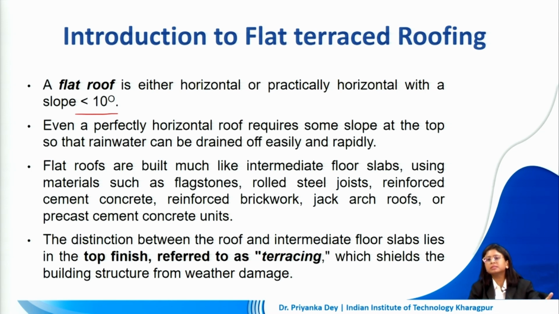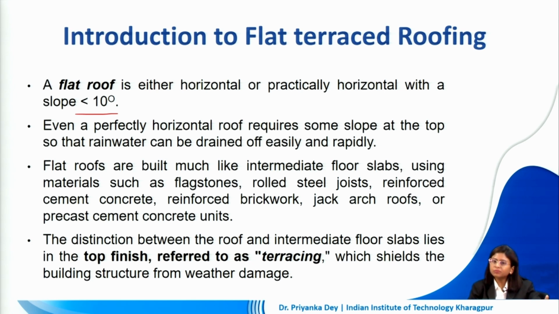Only in this case, this is exposed to the external weather elements. So that is the final roof structure. The distinction between the roof and the intermediate floor slab lies in this top finish, which is referred to as terracing, which shields the building structure from weather damage.